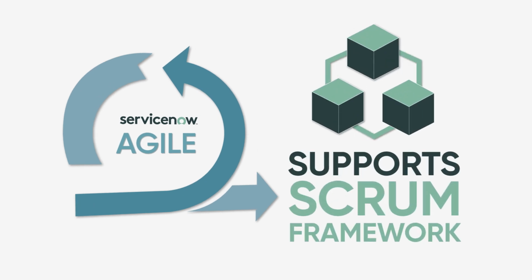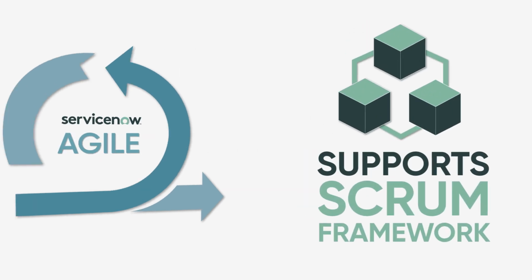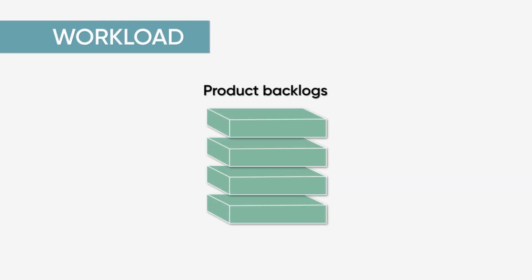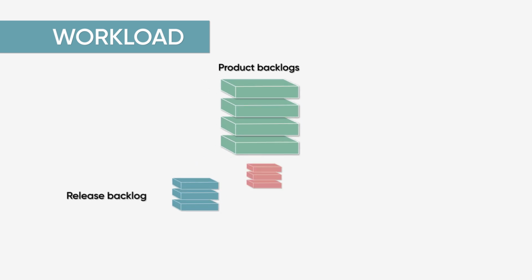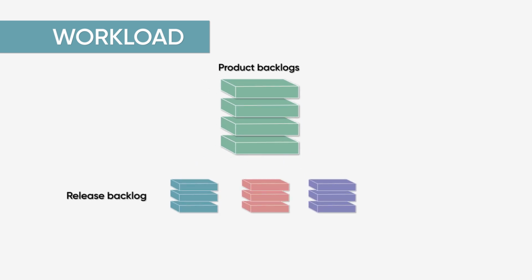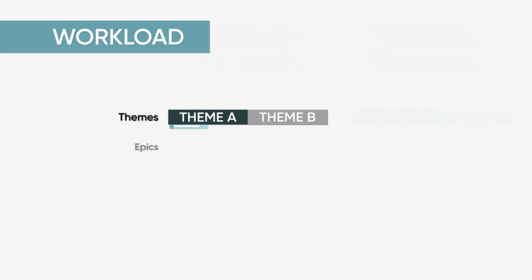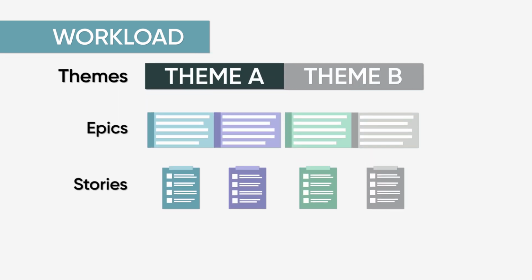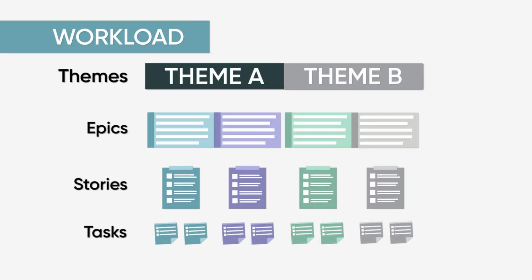ServiceNow Agile supports all the elements of the Scrum framework. Workload. In ServiceNow Agile, the product backlog is broken down into release backlogs, themes, and epics, with prioritized stories made up of specific tasks.